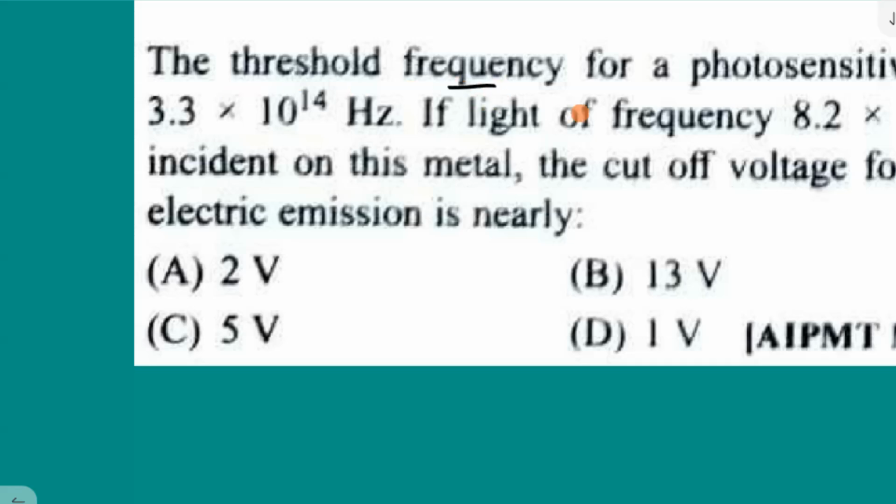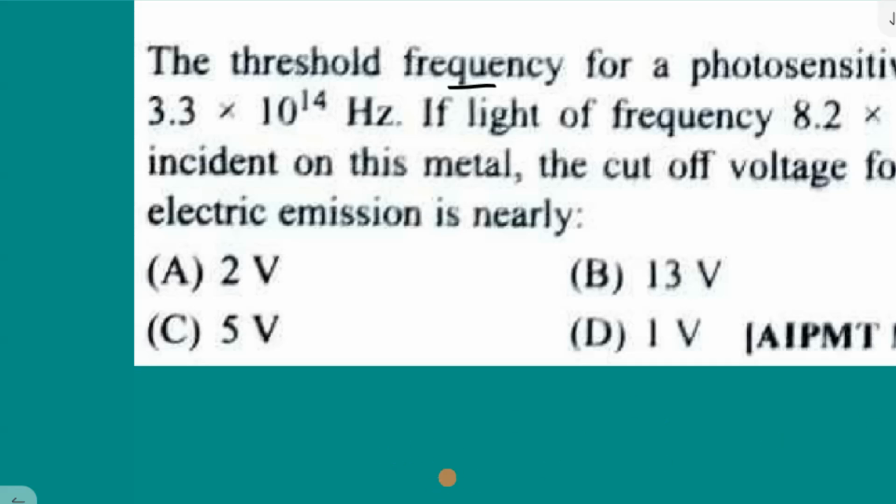The threshold frequency of a photosensitive material is given by this value. Frequency of light is this. The cutoff voltage for the photosensitive material is nearly, we have to find out. So we know for the photoelectric experiment that e times the stopping potential is equal to h nu minus the work function. Now this has to be in electron volt. Both energy and the work function have to be converted in electron volt. So how can we do that? First we will find out this term and then we will convert into electron volt.